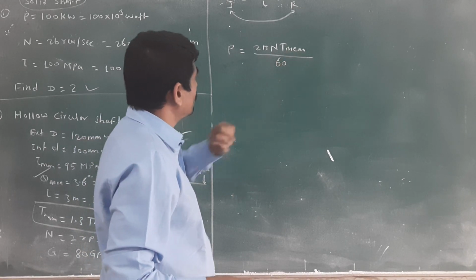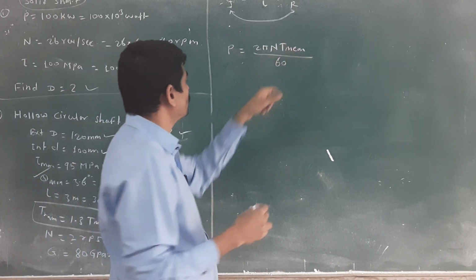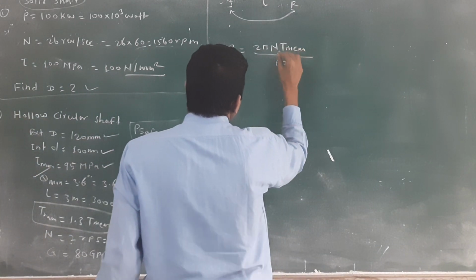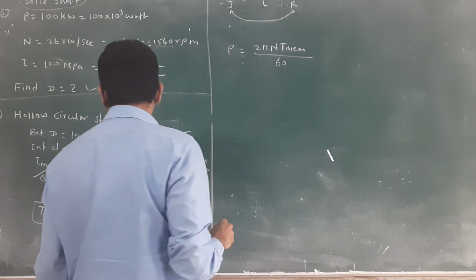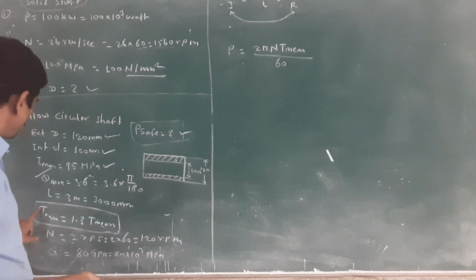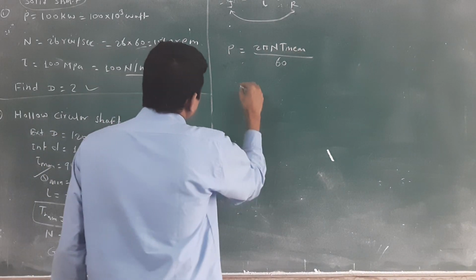But how to calculate the T mean? In this problem or numerical, N is known, only the unknown is T mean. See, one relation is given, T max is equal to 1.3 T mean.